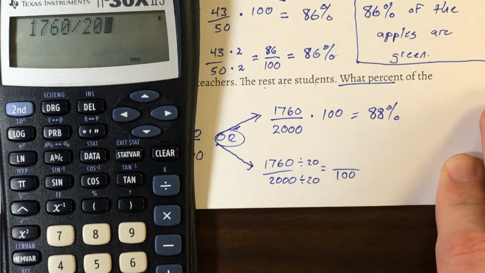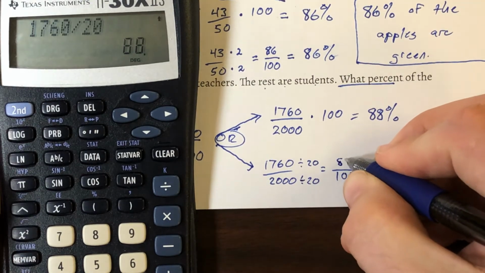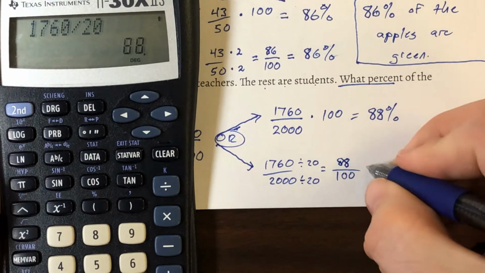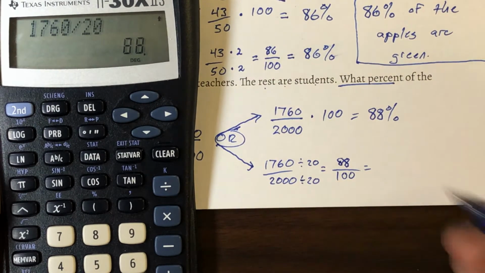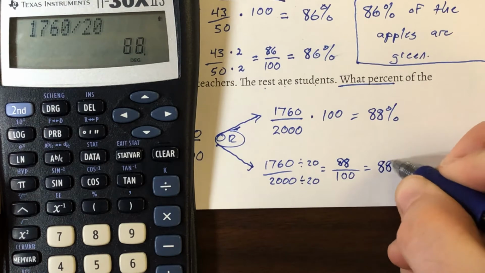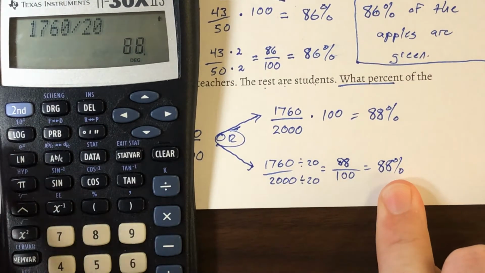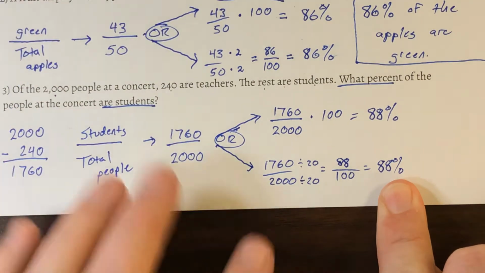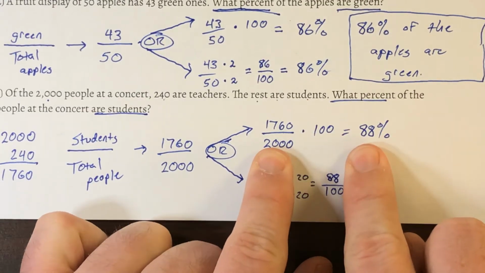Divide by 20, we get 88. And we knew we should because we've already technically done this problem. Because I'm comparing 88 to 100 directly, 88 is my percentage. So this fraction has now completed its journey to percent form. These two numbers, again, are the same thing. They just look different.